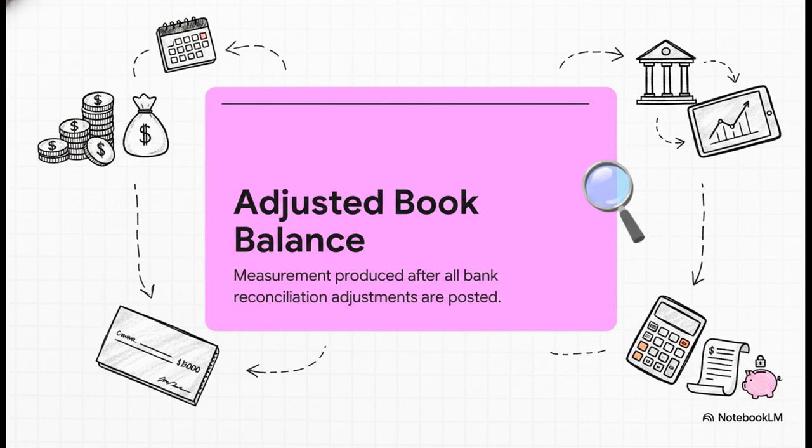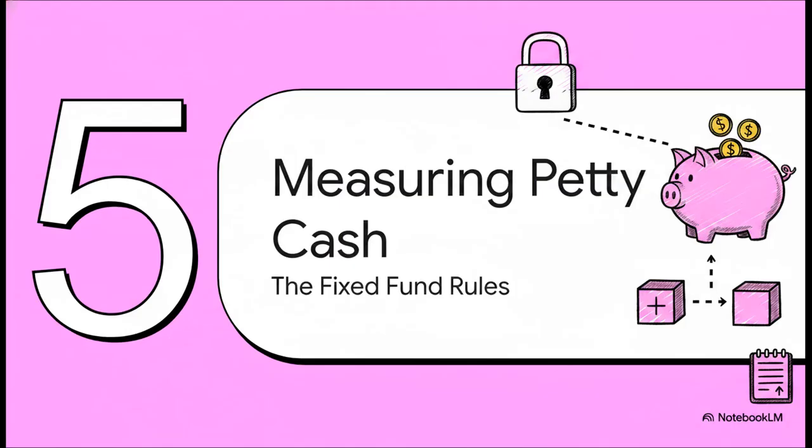The bank has no idea about the checks you've written that haven't cleared yet, right? And it is also not the unadjusted general ledger balance before reconciliation, because that might be missing bank fees or newly earned interest. The formal reconciliation process is literally the only acceptable way to produce the correct measurement for your financial reporting. Which brings us to our final part, Section 5, Measuring Petty Cash, the Fixed Fund Rules.